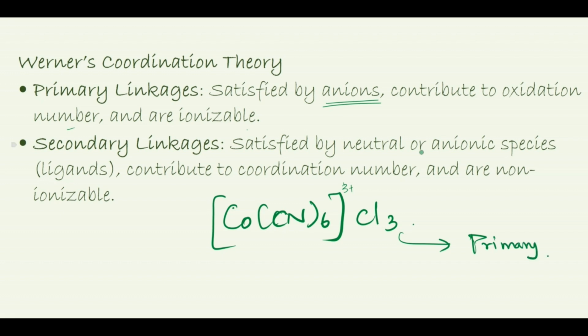and the secondary linkages are satisfied by the neutral or anionic species, which are ligands, and contribute to the coordination number. Here the 6 is the coordination number, and these are non-ionizable. Inside the coordination sphere, that is non-ionizable, right? So here the secondary linkage is cyanide to cobalt. That's what they are saying in Werner's coordination theory. So don't get confused between these two. Primary is outside the coordination sphere, secondary is inside. Secondary is more of the ligands.